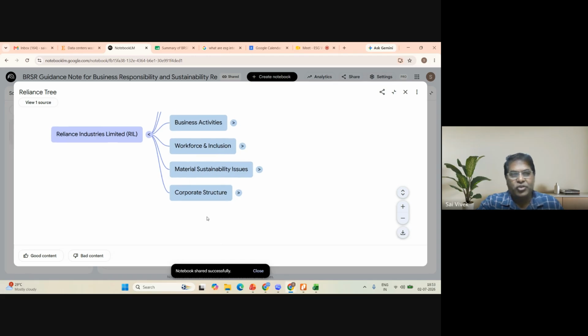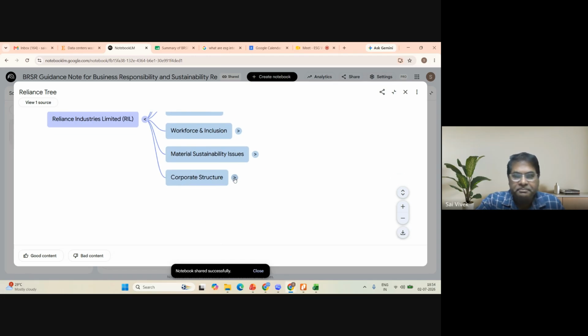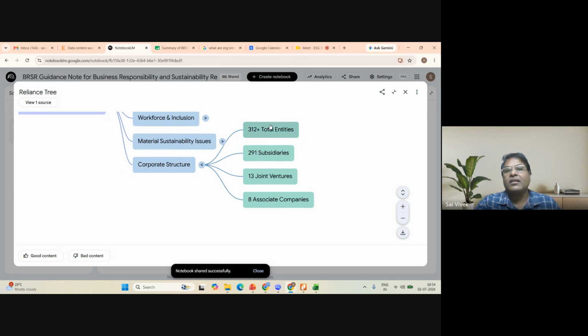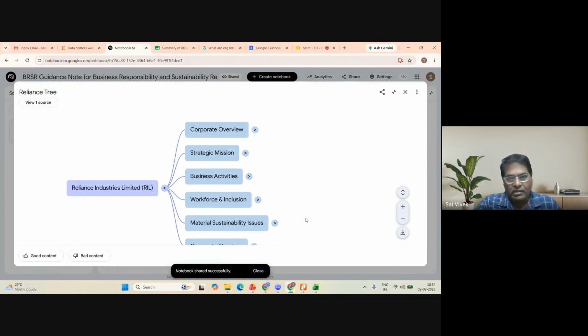Coming to the corporate structure of this RIL, we got 312 plus total entities. That is, entities in the sense companies which were either holding or subsidiaries or joint ventures or associates. So that way we have seen that there are 312 of them. Most of them were subsidiaries and a few were joint ventures. See here, 291 subsidiaries, 13 joint ventures and 8 associate companies. So this is the picture. So this is a total overview of what this report is about.